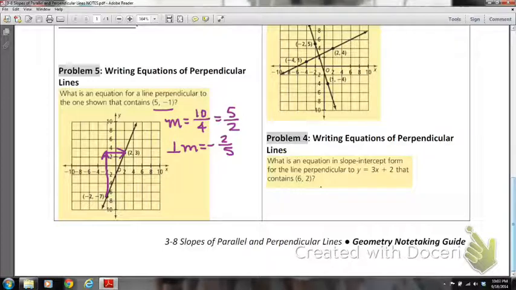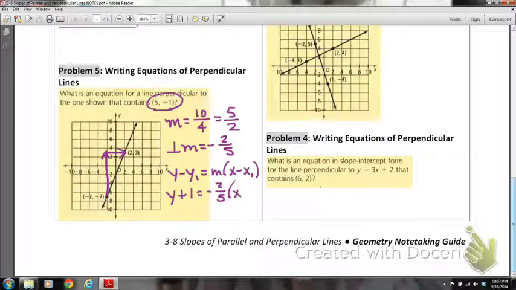So let's look at the equation of the line. Once again, y minus y1 is equal to m times x minus x1. We're going to use the point slope form of the line to start with, and then put in the point that they give us, which is 5, negative 1. So y minus the negative 1 is y plus 1. That's equal to your perpendicular slope of a negative 2/5 times x minus 5, which is the x coordinate that you're given.